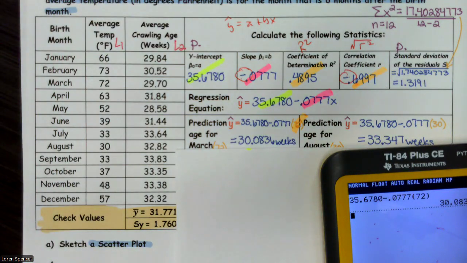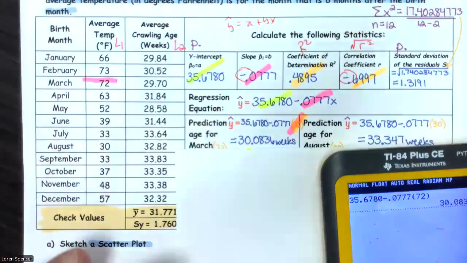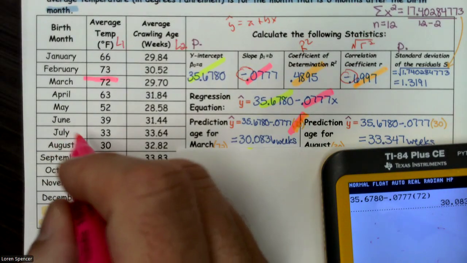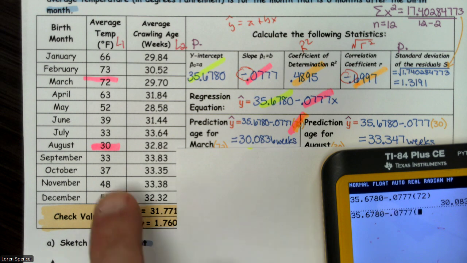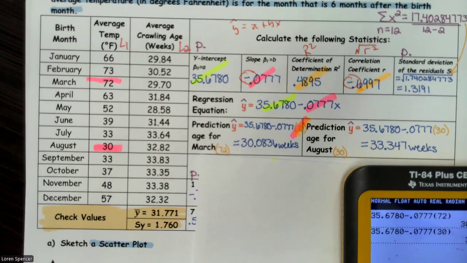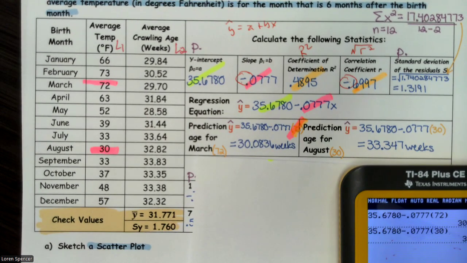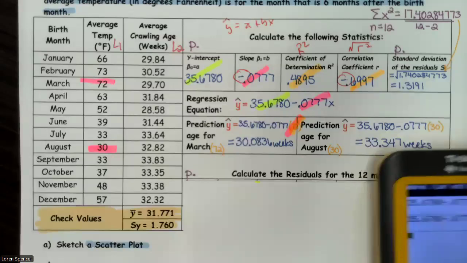You know what? I should have done that in pink because that's an x value or slope, because this is what we have right here. The next thing is prediction for August. Well, August was 30, so we're going to take our regression equation, 35.6780 minus 0.0777, and plug in 30. And we end up getting 33.347 weeks. The next thing it's going to ask you to do is to calculate all the residuals.